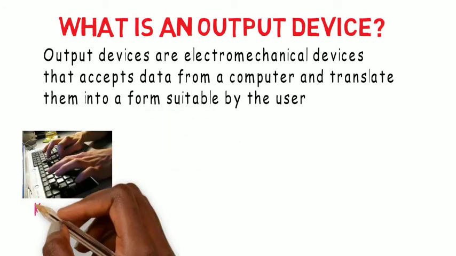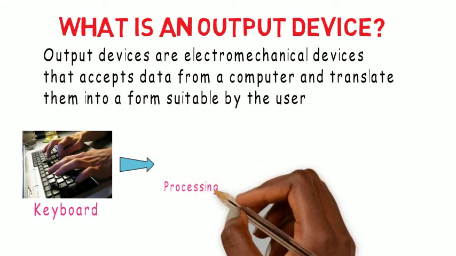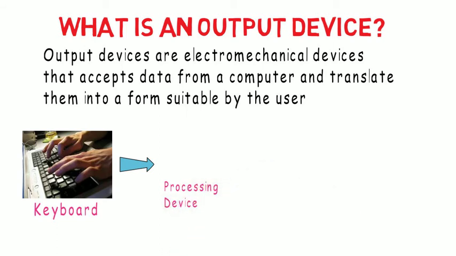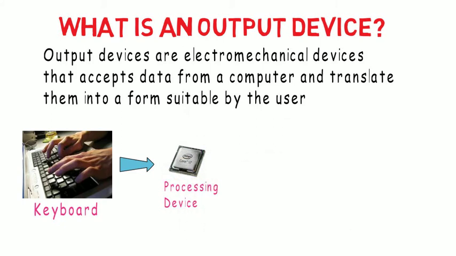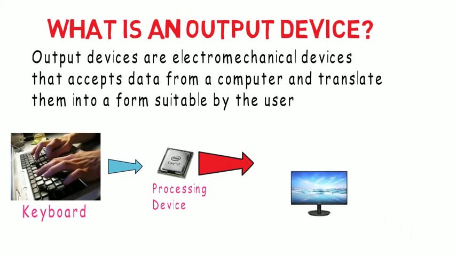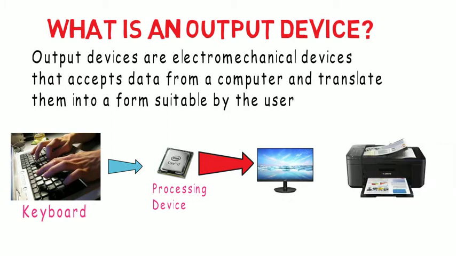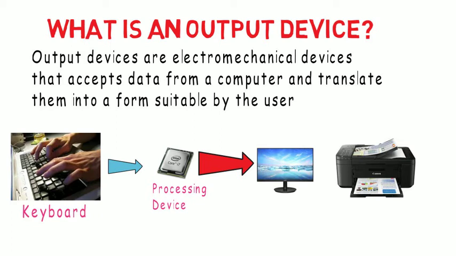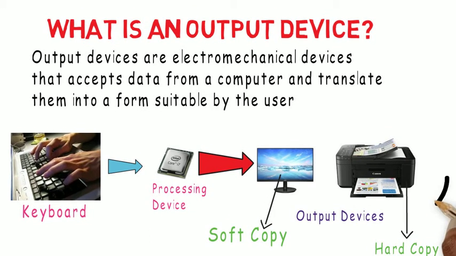Now, let's take for example a situation whereby you use a keyboard to type data. This data goes through a processing device. In this case, it is a CPU. And for us to see the end product, that's the information, we need an output device. In this case, it could either be a monitor or a printer. A monitor is a soft copy output device, while a printer is a hard copy output device because it produces palpable information.